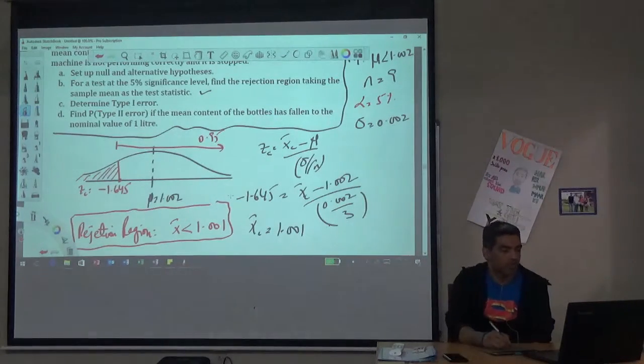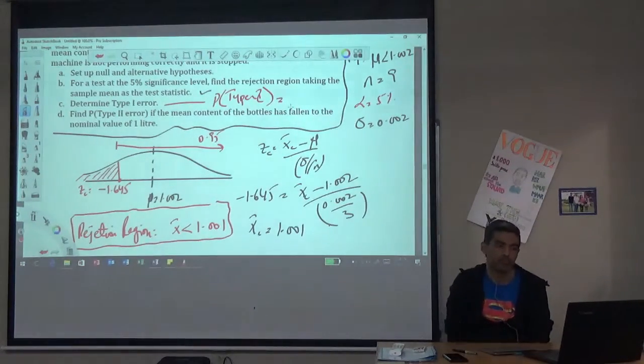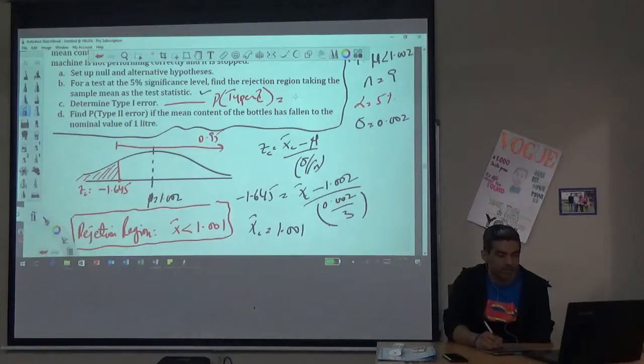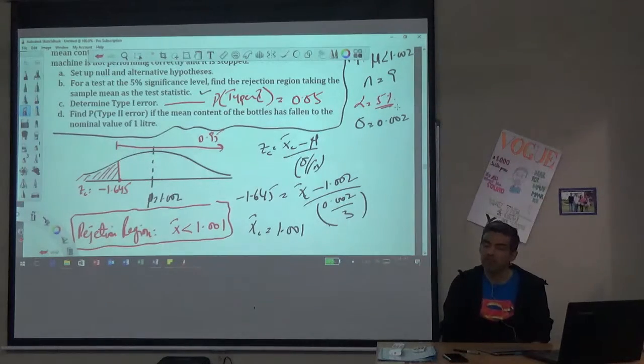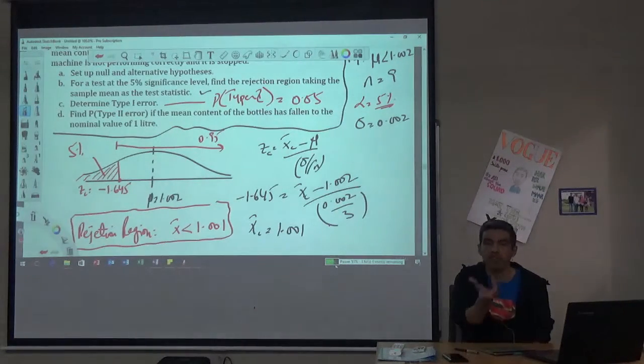Determine type 1 error. Can you give me the probability of type 1 error here? It's going to be 0.05, that's it. It's the significance level. Type 1 error is directly the significance level, the probability of the rejection region. What is the probability of the rejection region? 5%. Area is 5%, it means the probability is 0.05. That's the probability of type 1.